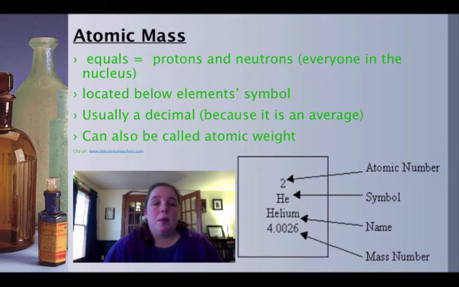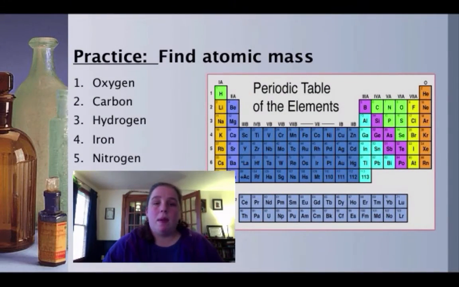Atomic mass equals the number of protons and neutrons, basically everybody that lives in the nucleus. It is very easy to find because it's always the decimal number, usually located below the element symbol. In some weird periodic tables, it might be on the side, but you can always tell because it's a decimal, and it's an average, and I'll get into that in another video. It can also be called atomic weight. So if a periodic table says atomic weight, it does mean atomic mass.